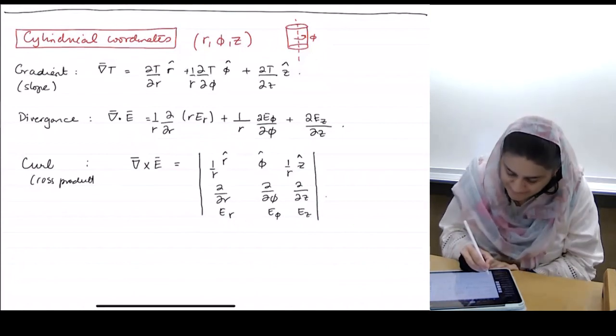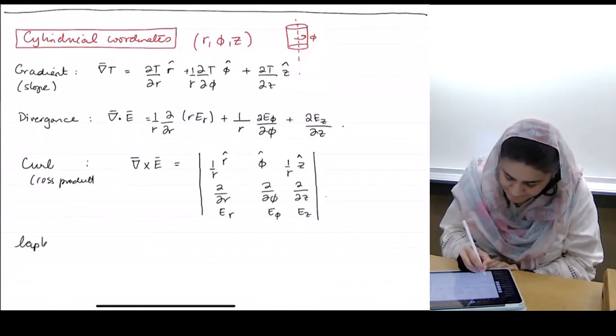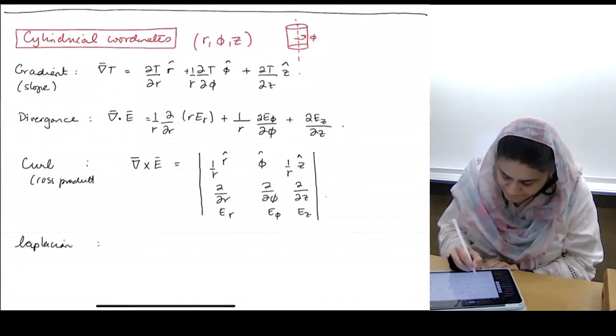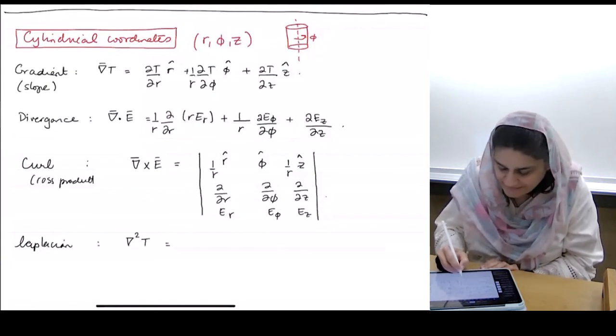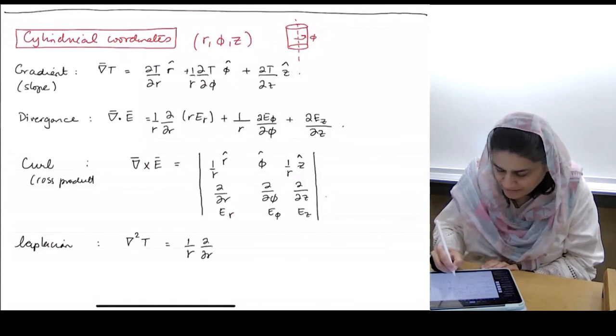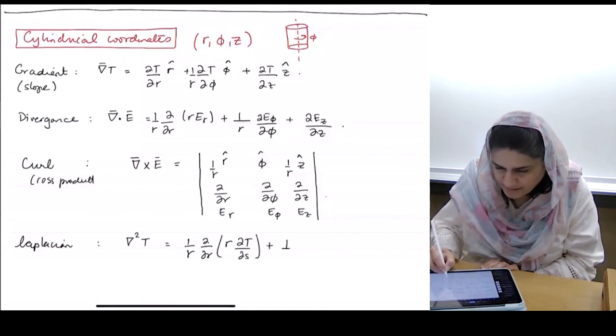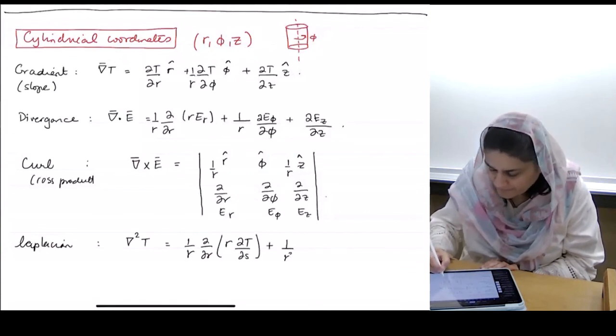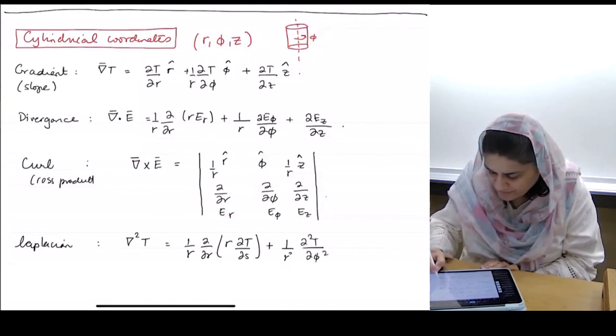And then the Laplacian is just del squared of that scalar: 1 over r partial over partial r of r partial t over partial r, plus 1 over r squared partial squared t over partial phi squared, plus partial squared t over partial z squared.